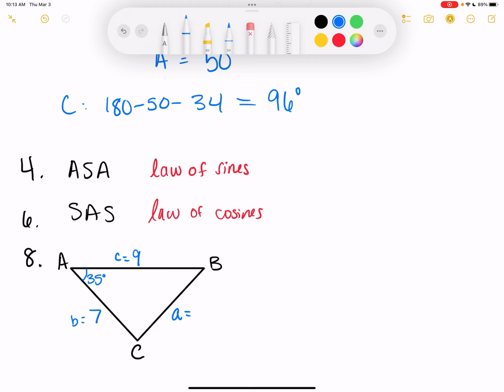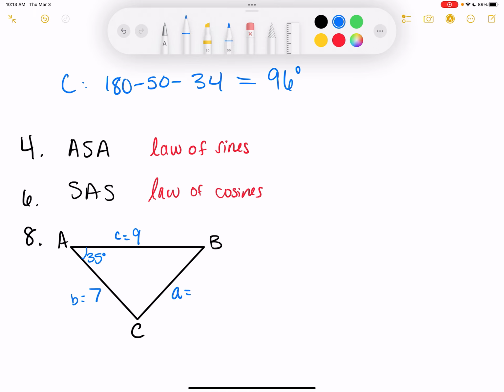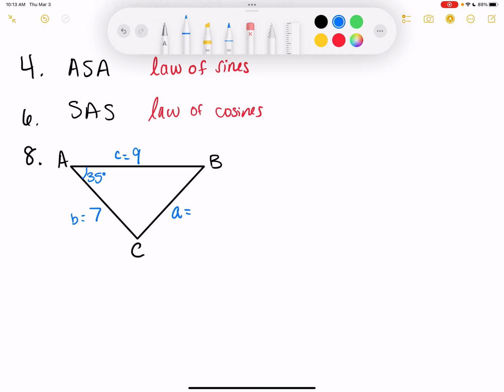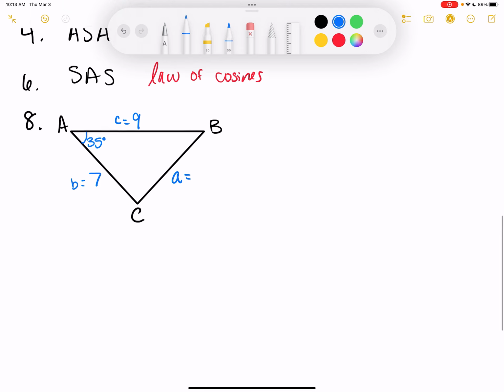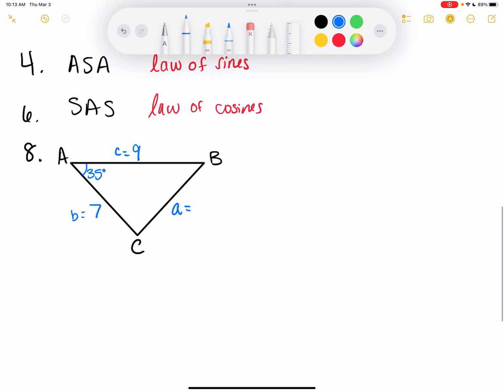Solve this triangle. Okay, so I was given side, angle, side. I'm going to solve this triangle using the law of cosines. I said side angle side. I need to find side a. So a squared is equal to b squared plus c squared minus bc cosine A, I think. Should probably check that. Yes.